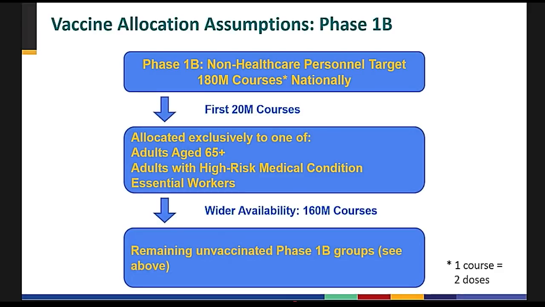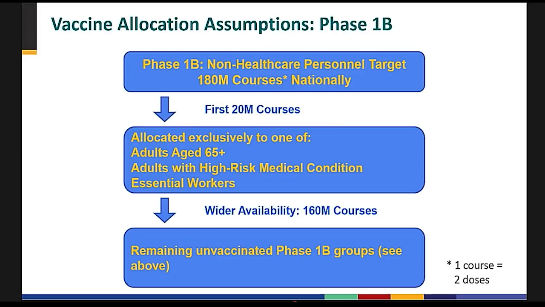Within phase 1B, we initially allocate 20 million courses to adults age 65 plus, or adults with high-risk medical conditions, or to essential workers. Once 20 million courses are allocated to members of one of the three groups exclusively, we then allocate the remaining 160 million courses of vaccine to members of the three groups concurrently. For these 160 million, vaccine is allocated proportional to each group size in phase 1B.